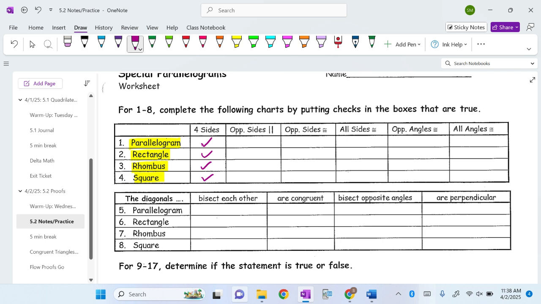Now, opposite sides are parallel. Isn't that true for all of them? Yes or no? So thumbs up for yes, thumbs down for no. So all their opposite sides are parallel. That is true.